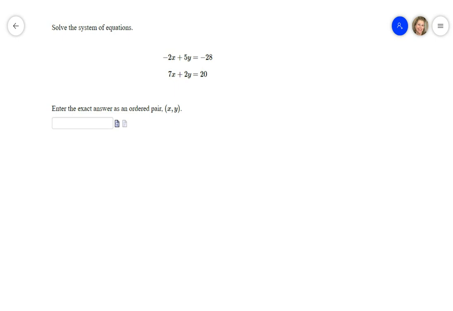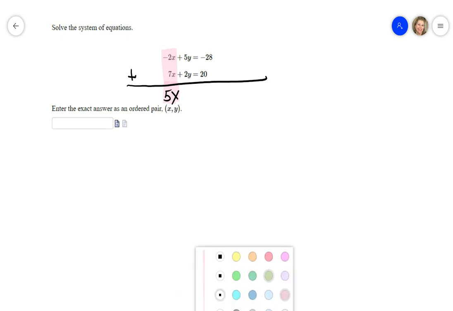That is where you add the two equations together so that one of the variables cancels out. Now, if I were to add them as is, negative 2x and 7x, that does not cancel out. That gives me a 5x. And then if I were to combine the 5y and the 2y, that gives me a plus 7y. So that's not helping me at all. You want to add them together so that somebody gets eliminated, either the x's or the y's. Pick one. It doesn't matter which.